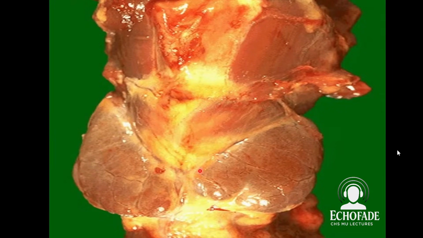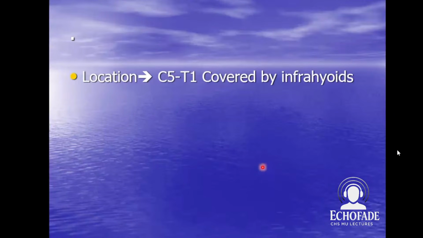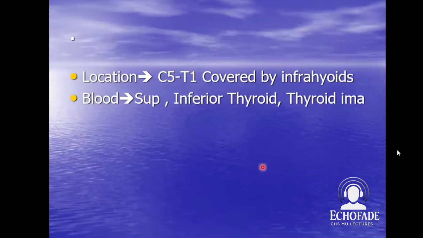So the thyroid gland is covered by a connective tissue capsule, just like the other organs. It is located over C5 to T1, that's for gross anatomy, covered by infrahyoid muscles, supplied by the superior thyroid artery and inferior thyroid artery, and the isthmus is supplied by the thyroid ima from the thyrocervical trunk.